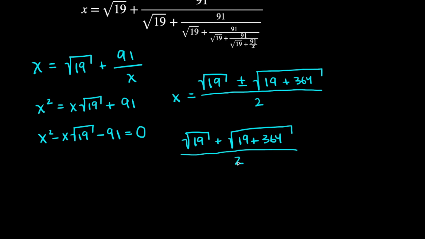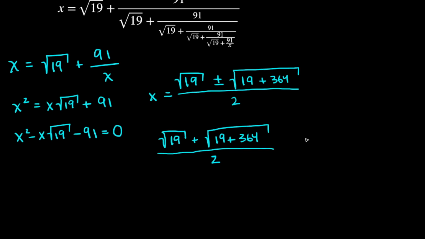So that is one possibility. And obviously the absolute value of that is equal to itself because it's positive. However, if we look at the other possible value, which is root 19 minus root 19 plus 364 over 2. Since this entire expression is negative, the absolute value is going to return the negative of this value.